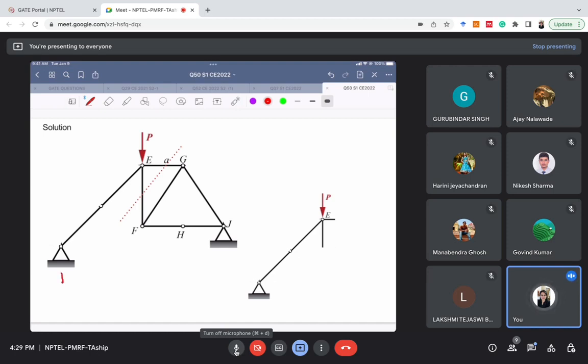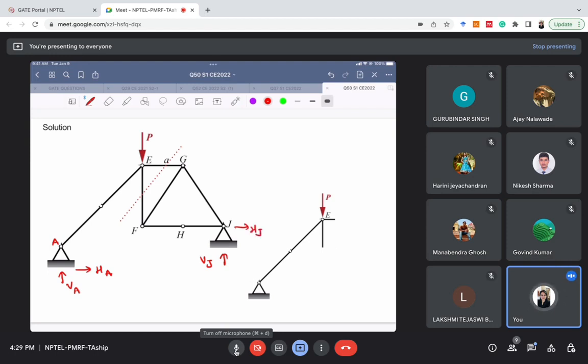This is joint number A and this is J. Let's name the vertical reaction in A and the horizontal reaction in A. Let's name the vertical reaction in J and the horizontal reaction in J.